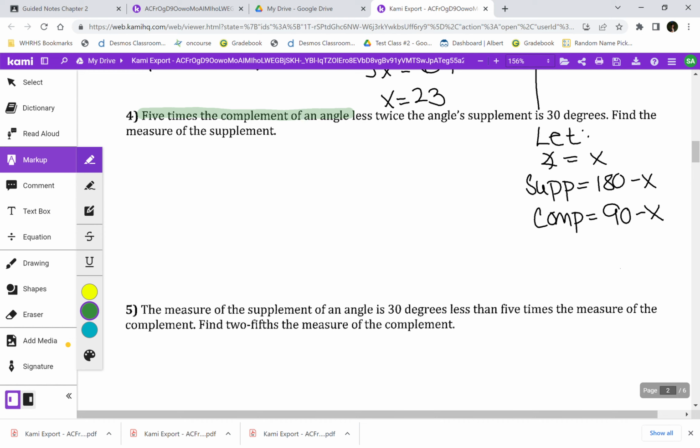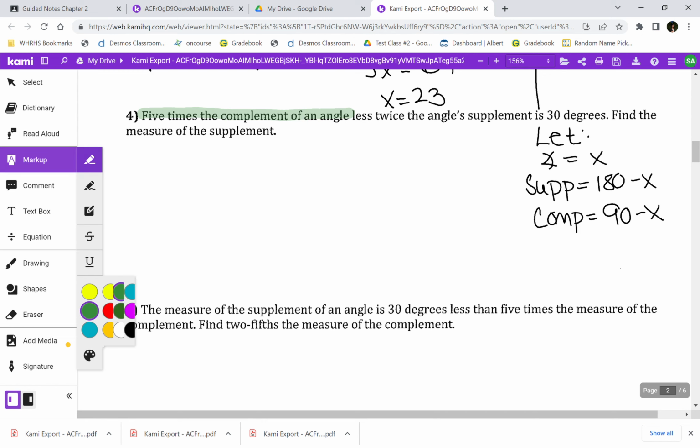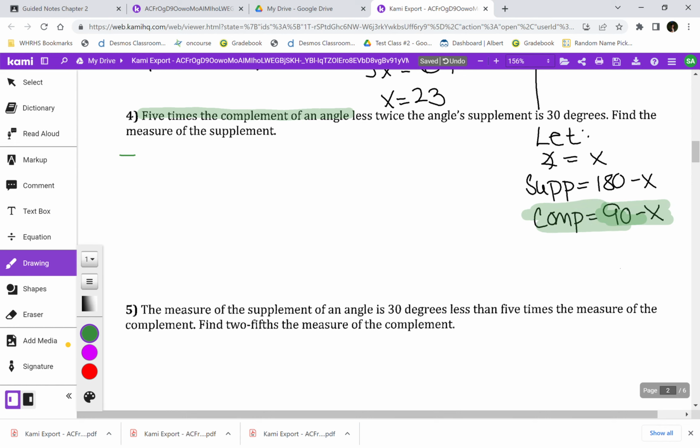Tell me, how am I going to translate 5 times the complement of an angle? I'm not really sure. Yeah, you are. Let's do it together. What did we say the complement of the angle is going to be represented by, according to our let statement? 90 minus x. Good. So now we have to write out 5 times that. 5 parentheses 90 minus x. And you said you weren't sure. You got it.